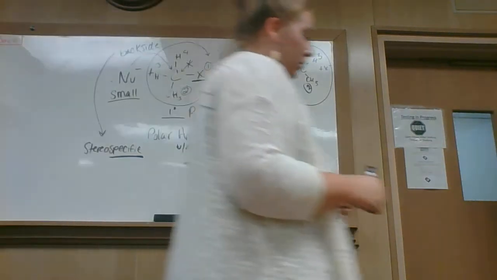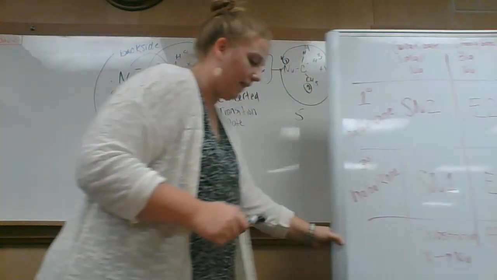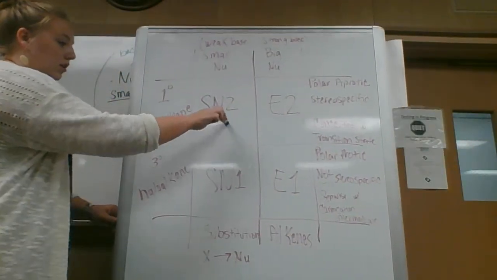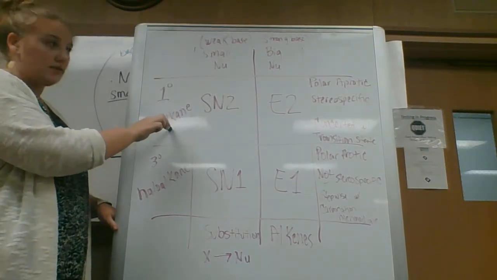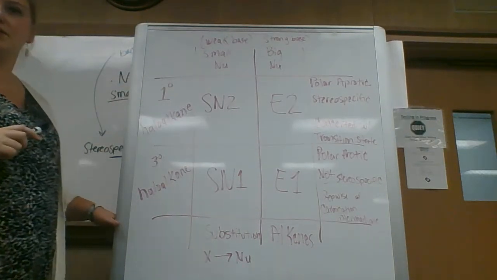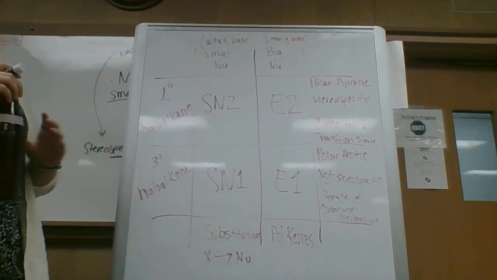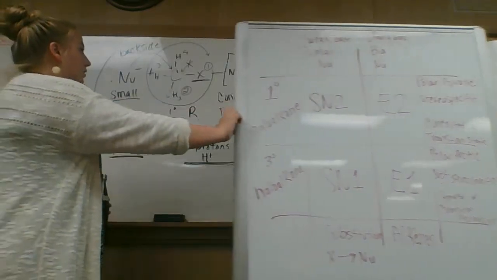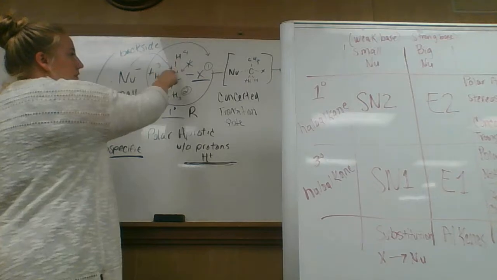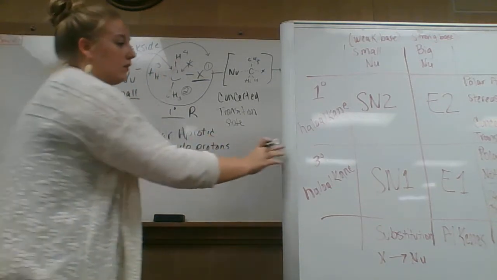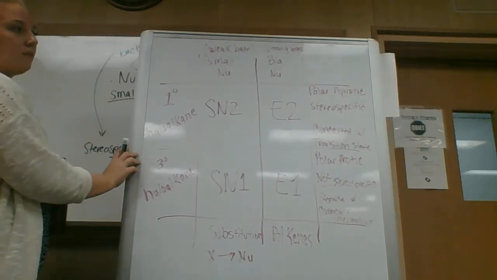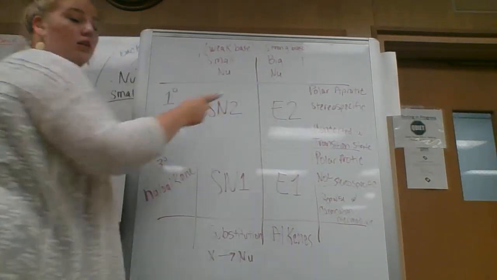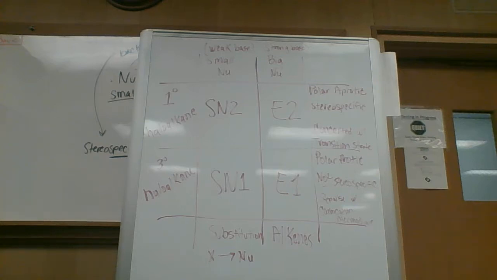So, for a recap, SN2 likes primary haloalkanes, or primary alkyl halides. Why does it prefer primary over tertiary? Steric hindrance. It prefers a small nucleophile because it's trying to attack this center carbon. A big bulky nucleophile would not be able to attack at that location. Why do we prefer polar aprotic solvents? What gets tied up if you have protons? The nucleophile, which would slow down the reaction.